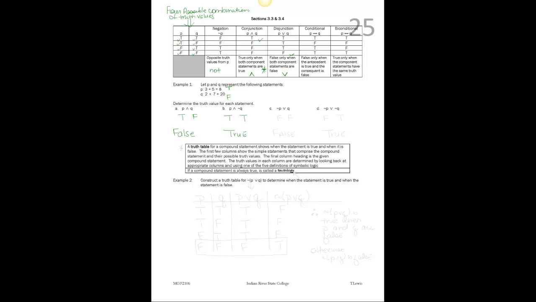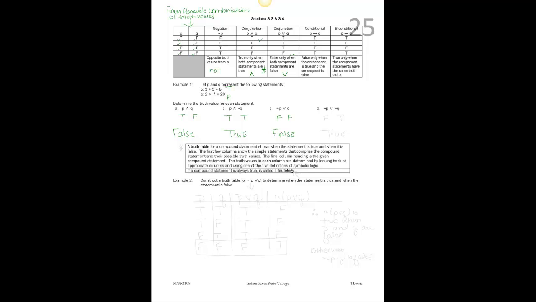C, we have not P or Q. This is a disjunction, and a disjunction means it's false only when both P and Q are false. So let's look at not P. Initially P is true, so not P would be false, and Q is false. So is this a true statement? No, it's not. We would say false because both are false. It makes this whole statement false.